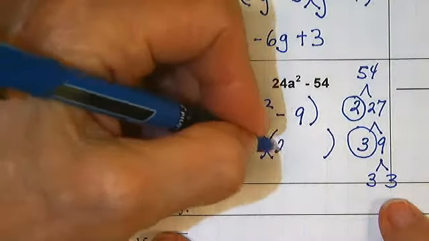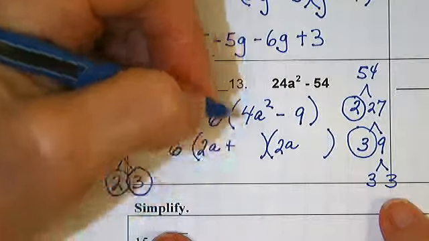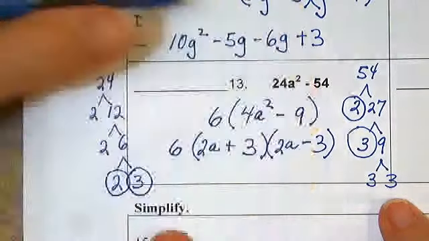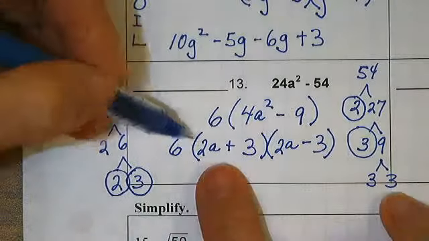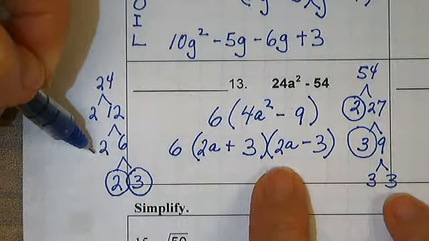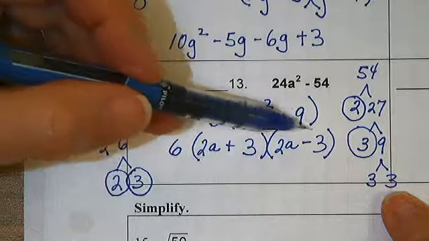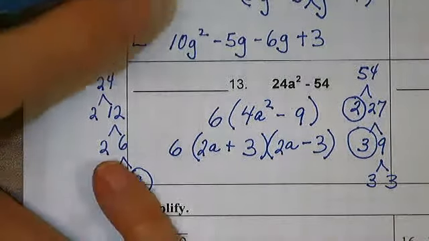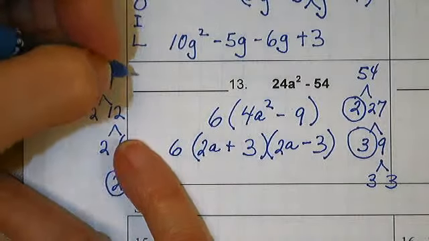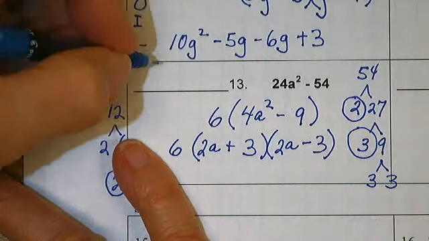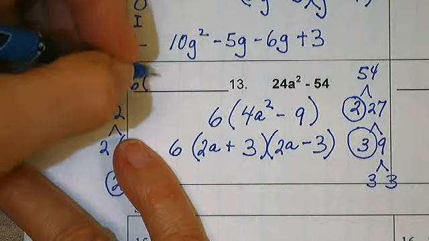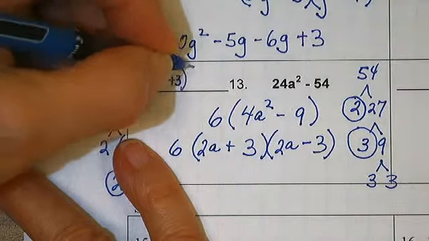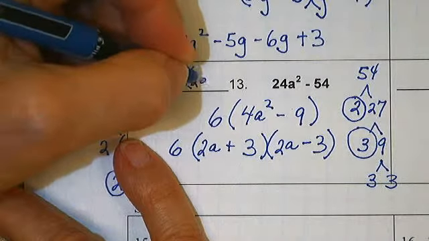2a, 2a. I know I have to have 1 plus and 1 minus, and a 3 and a 3. Oh look, here is my 2, here is my other 2, here is my plus 3, here is my minus 3. If you're very confused, watch the video again from the beginning. You might even want to start with problem 1. My final answer is 6 times 2a plus 3 times 2a minus 3.